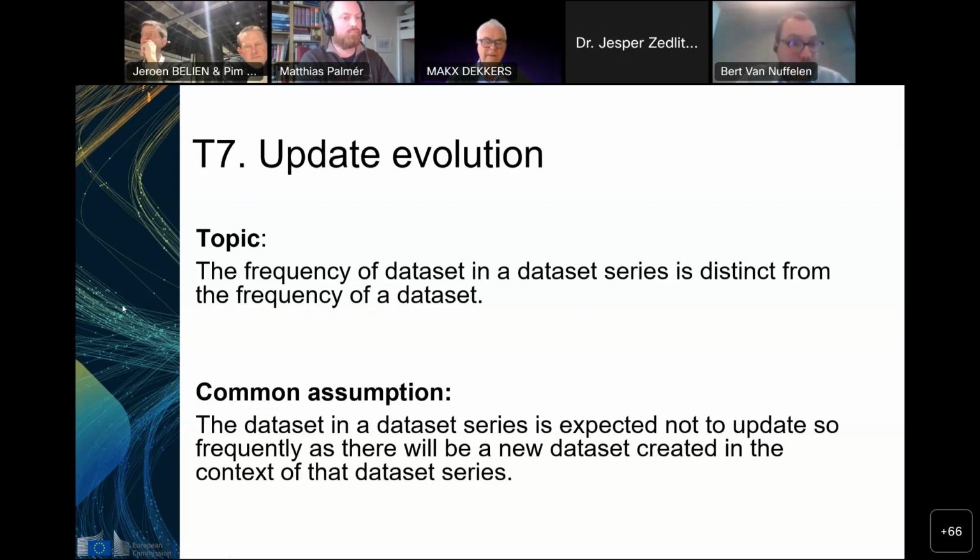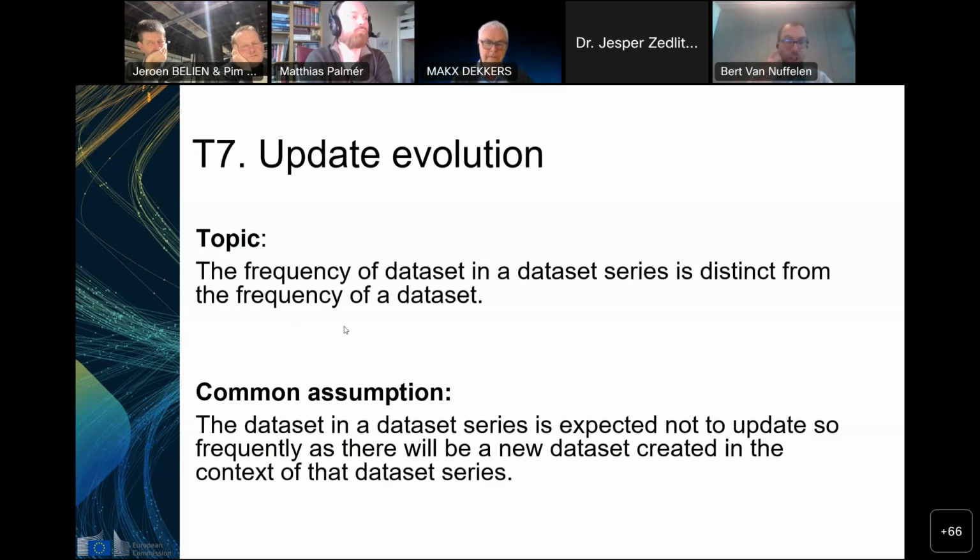Okay, so topic 7 is about evolution. We had the dimension, which is the indication of how long we evolve, and then the evolution. Here we want to point out that the frequency of updates of the datasets is different from the frequency of updates of the dataset series itself.